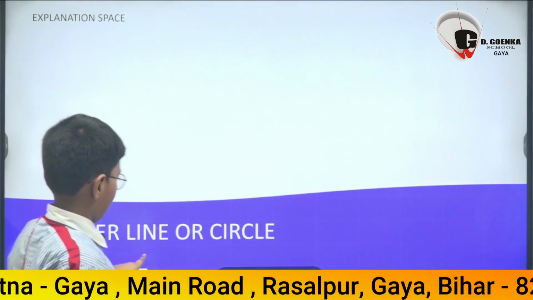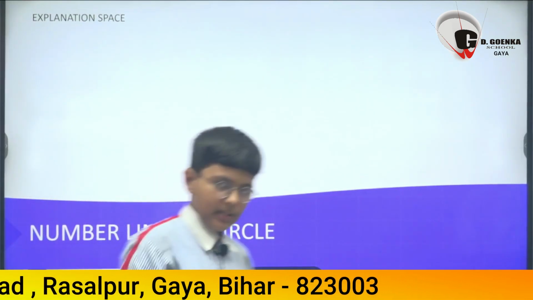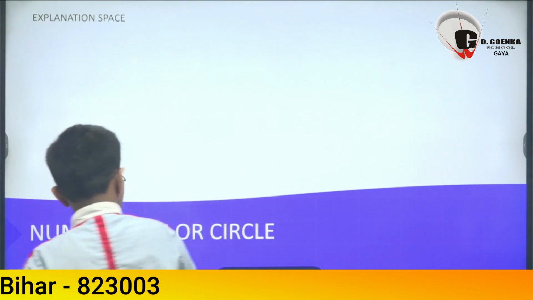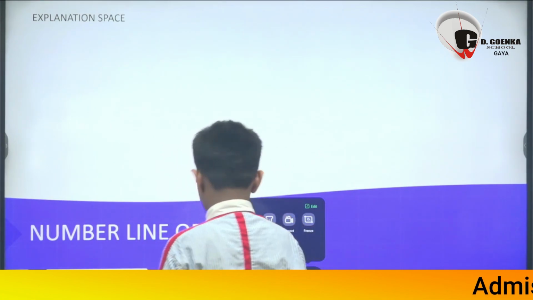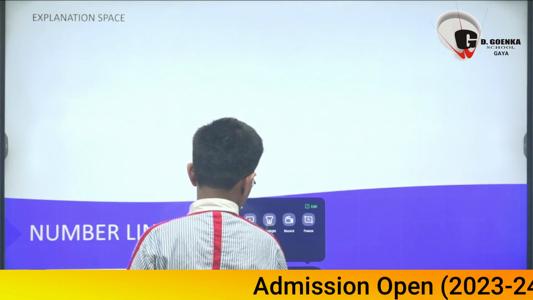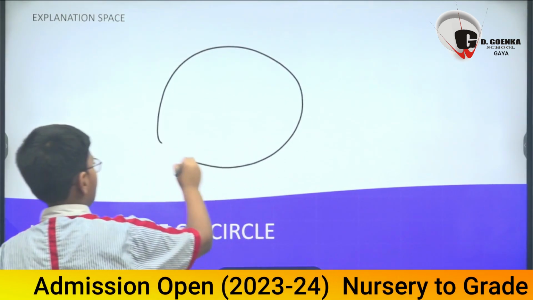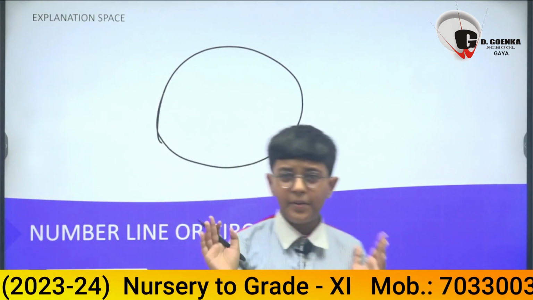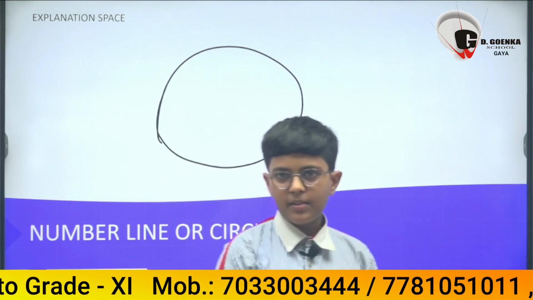So what is this? This is the most important topic, the one I was going to talk about, which is really important. Now first I will draw a circle. Suppose that it is a circle. Why am I representing a number line with a circle? This is the first question which comes to your mind.